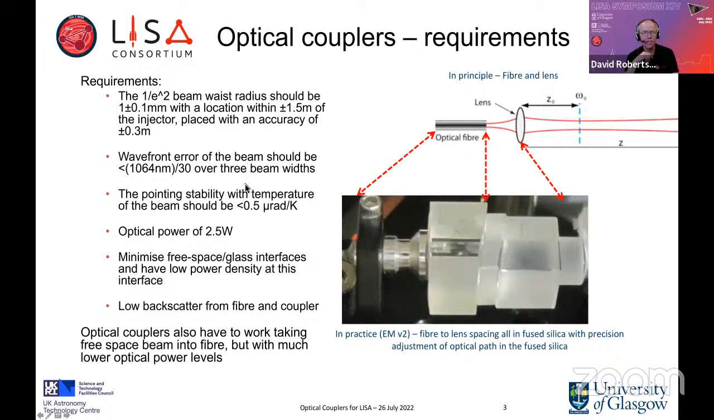And there's a whole pile of other constraints that also come along with it in terms of the beam quality, the wavefront flatness, the beam pointing stability. Obviously, it has to be able to handle this 2.5 watts of optical power. We want to minimize the number of surfaces in the optical path in total. Every time you have an optical surface, you have the chance for scattering, you have the chance for a little bit of loss or whatever. So we want to minimize the number of optical surfaces that the beam goes through. And we also want to, as far as possible, minimize the power density on those surfaces as well. You're much more likely to have laser-induced damage if you have very high light intensities on particular surfaces. And another thing we want is to have extremely low scatter and backscatter from it. That's another important constraint.